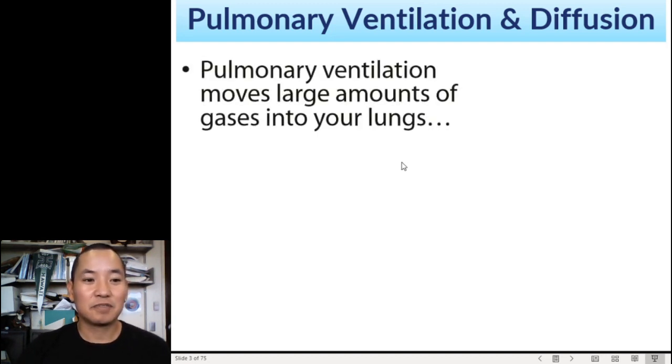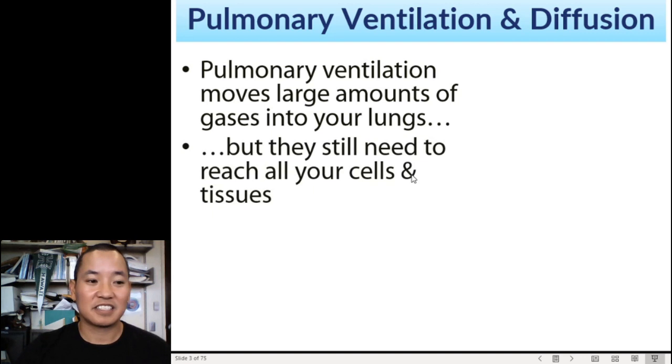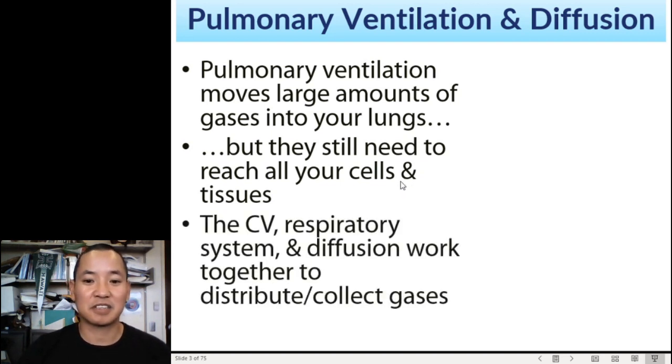So again, you move a lot of gases into your lungs, but how do you distribute that to the rest of your body? They need to reach every single cell and tissue. Why? Because remember, every single cell in your body is alive. It needs oxygen. It needs some sort of energy to convert its energy efficiently into ATP. Well, actually, I should say most cells. We will get to that soon in the semester.